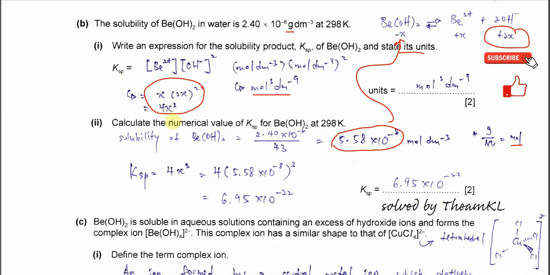So again, the X now is the solubility of the salt in mole per dm³. So you need to substitute this value into this expression. So 4 times this value, this solubility. So eventually you get 6.95 times 10^-22.